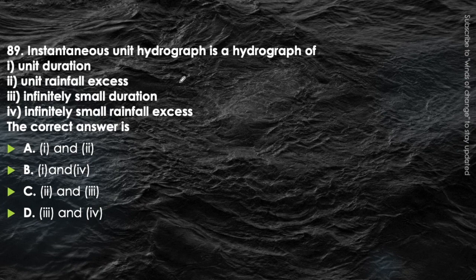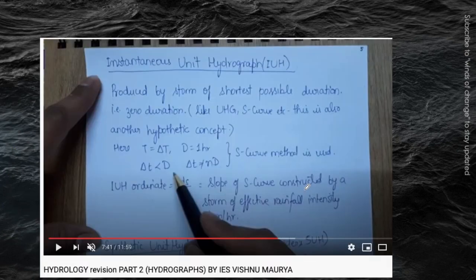So the answer here will be option C, that is second and third. Instantaneous unit hydrograph is a hydrograph of unit rainfall axis and infinitely small duration. Instantaneous means already the infinitely small duration, and unit hydrograph is for the unit rainfall axis, that is rainfall axis of 1 centimeter. Okay, this is the instantaneous unit hydrograph which was explained in the video. You can watch it there.